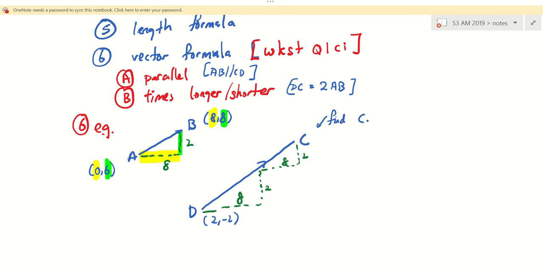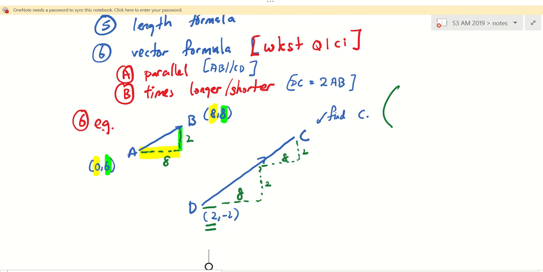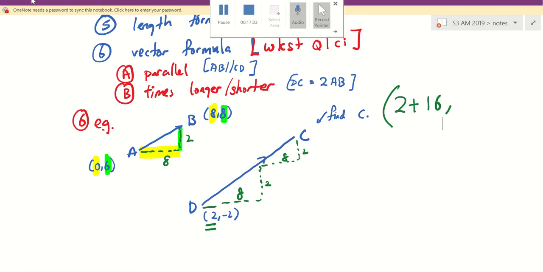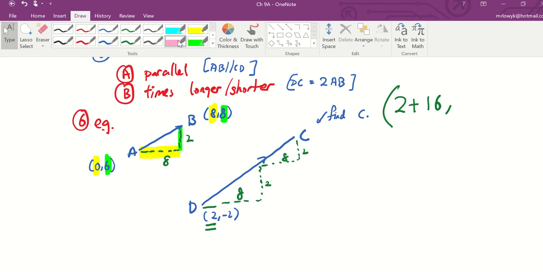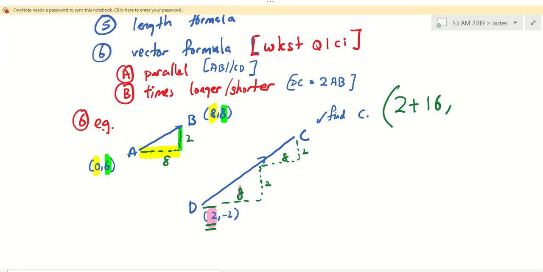So my question back to you is, horizontally, how many steps did I walk in total? 16. Therefore for C, I know the answer is I take my current x, 2, plus 16. Because at the moment it is 2, I need to plus 8 plus 8. So I take 2 plus 16.